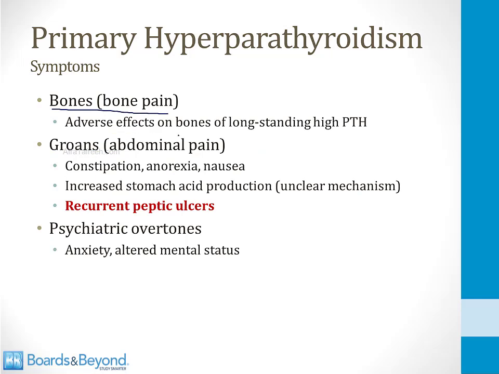Bones refers to the bone pain that can occur in hyperparathyroidism. This is the result of the adverse effect on bones of long-standing high parathyroid hormone, and we'll talk more about that in a minute. Groans stands for abdominal pain. This is for the constipation, anorexia, and nausea that patients develop when they have high levels of calcium.